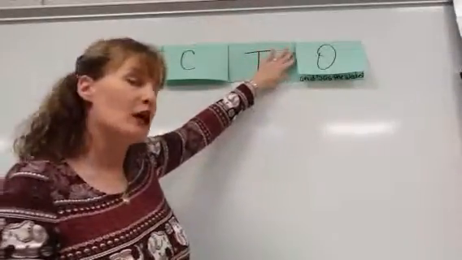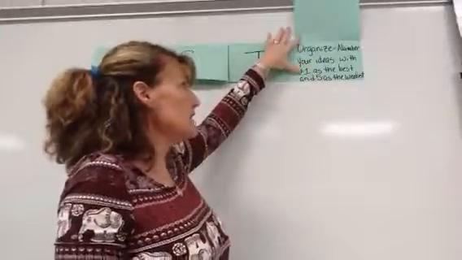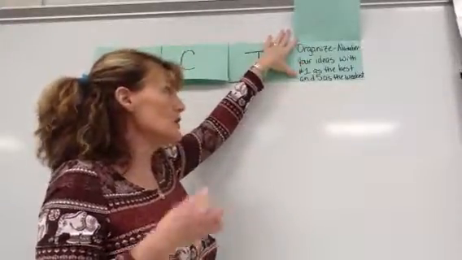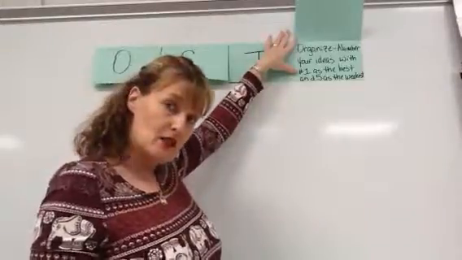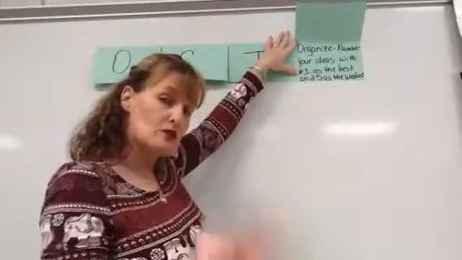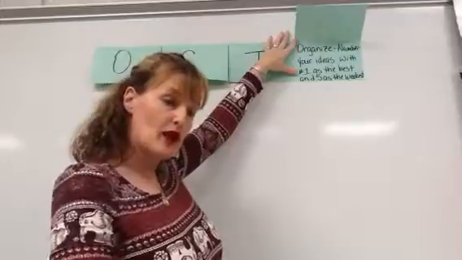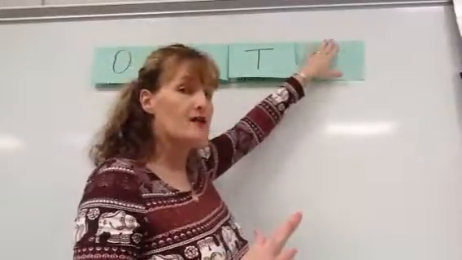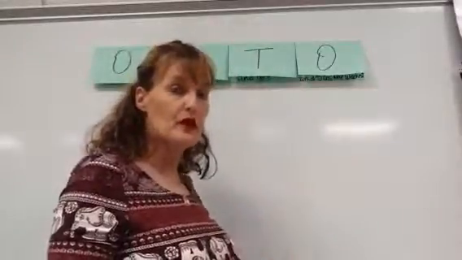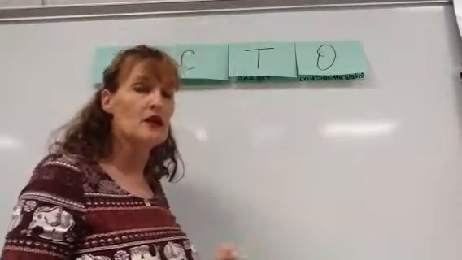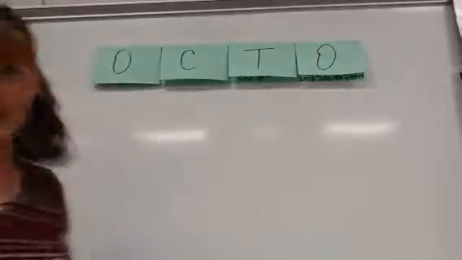And then the last O is organize. Number your ideas with number 1 as the best and 5 as the weakest. Once you do all this with the graphic organizer, you should only have 5 left, with number 5 being the weakest and number 1 being your strongest point.